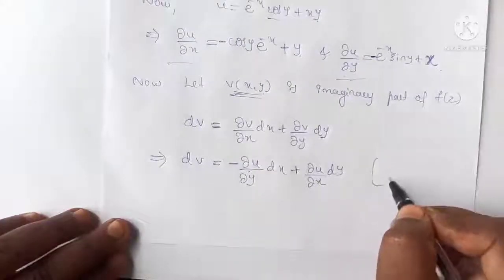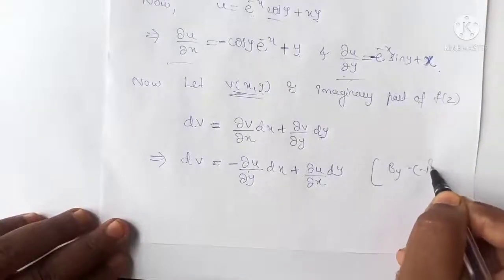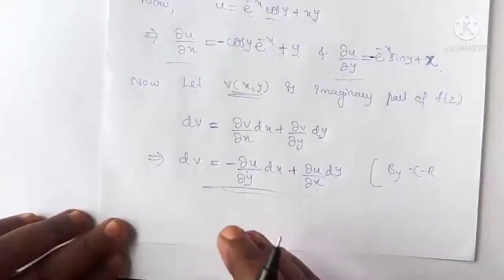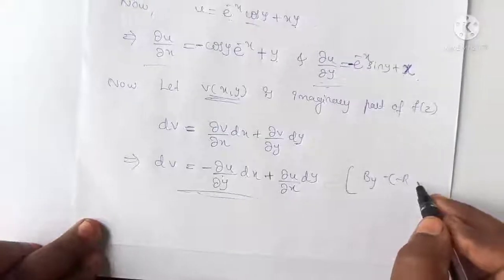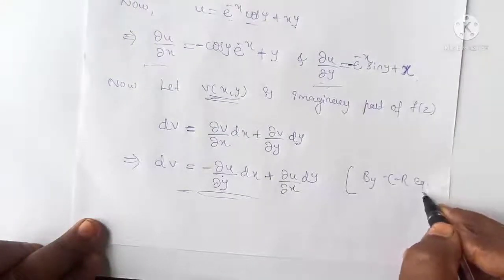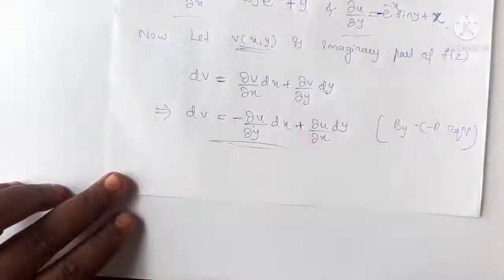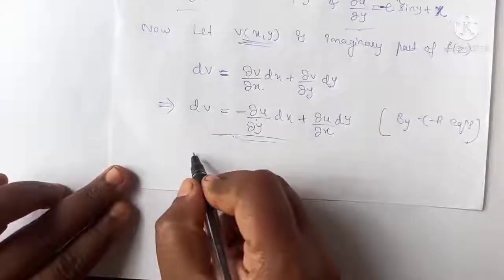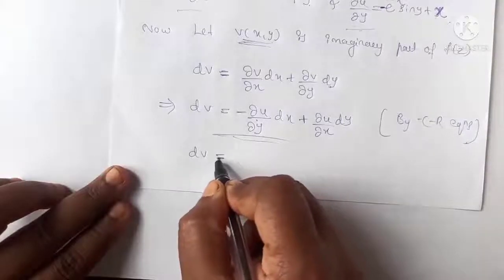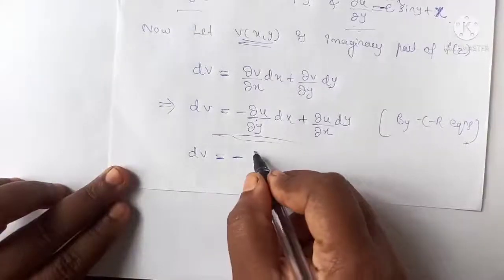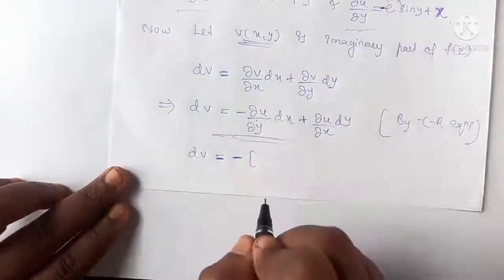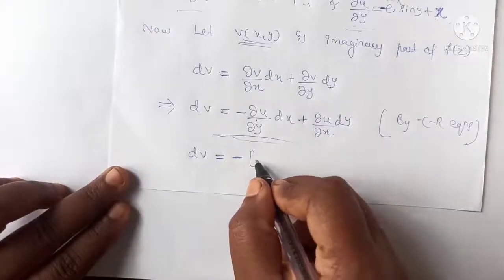So this is by CR equations. Here we are applying the method of finding the harmonic conjugate. By CR equations, we are not applying the Milne-Thomson method.